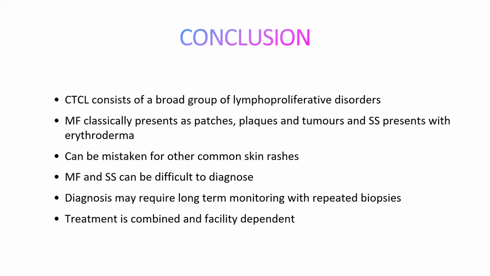In conclusion, cutaneous T-cell lymphoma consists of a broad group of lymphoproliferative disorders, the most common being mycosis fungoides and Sezary syndrome. Mycosis fungoides classically presents as patches, plaques, and tumors, and Sezary syndrome presents as erythroderma. But they can be mistaken for common skin rashes, and it's important to be able to recognize them. Mycosis fungoides and Sezary syndrome can be difficult to diagnose, so diagnosis requires an index of suspicion and long-term follow-up. Lastly, treatment is combined, and it depends on the facility that you're working from.